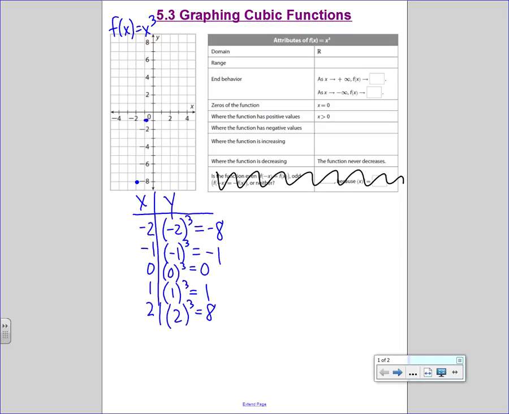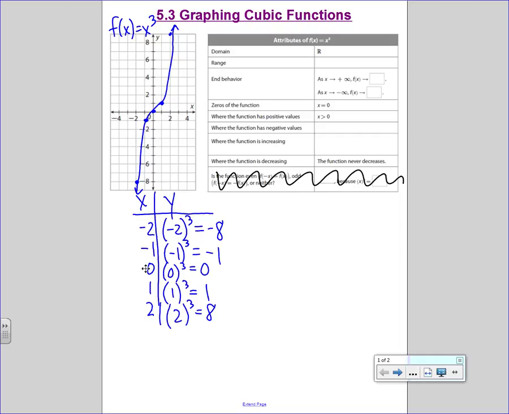Oh, mine's not very centered. And then the point 0, 0. The point +1, +1. And what is our last point? 2, 8. So this is the parent function of the cubic function, okay? It always goes through these points when it's x cubed. So let's just kind of make a curve through the middle there. We don't want straight, oh, I didn't even go through that point. We don't want straight lines, just kind of curves right there.